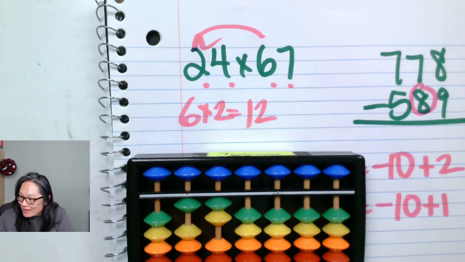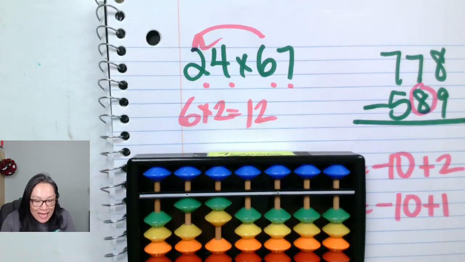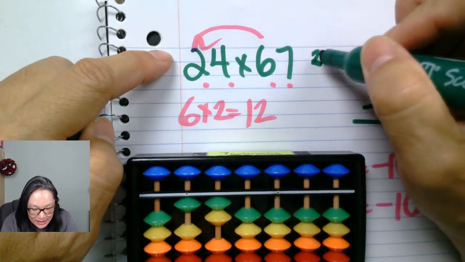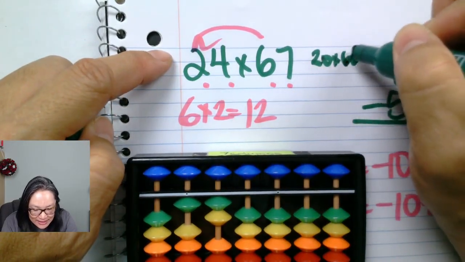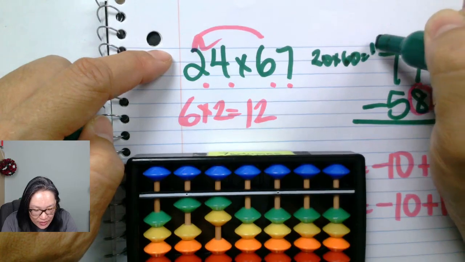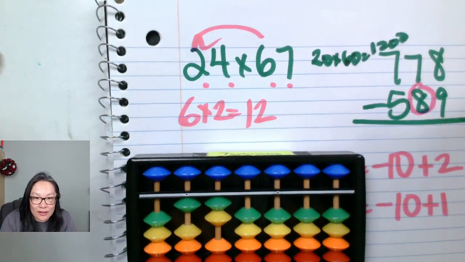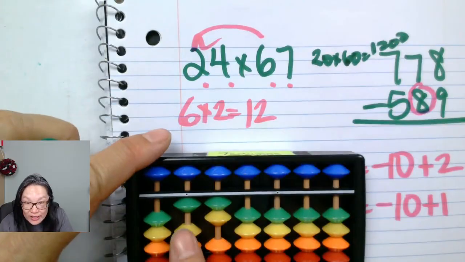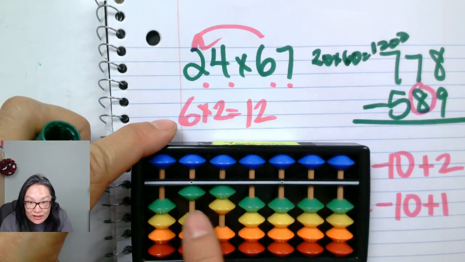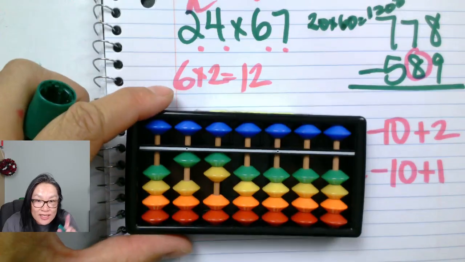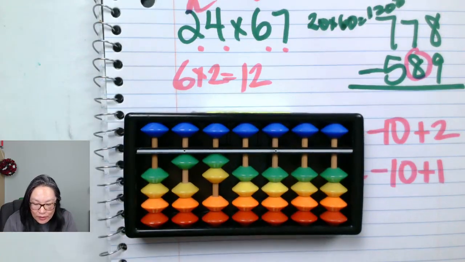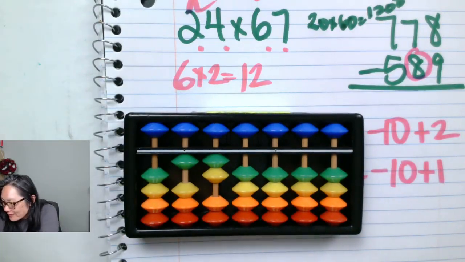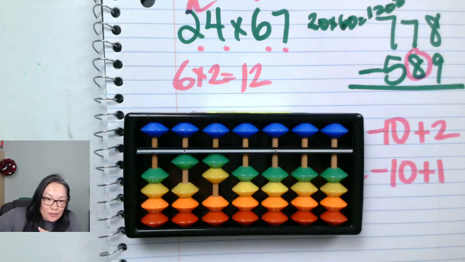What does new math have to do with anything? New math teaches us we do 20 times 60 is equal to 1,200. On the abacus, I don't need to worry about it. I already have it here. That's why we figured out our place value. Does that make sense? Are we all right with that? Can I make it easier for you? That's making it easy. So what's the next thing we're going to do?